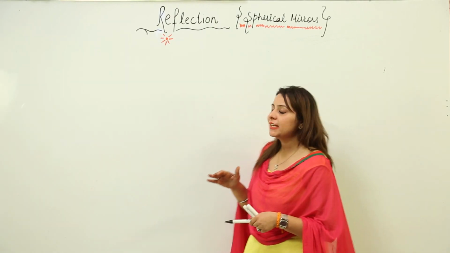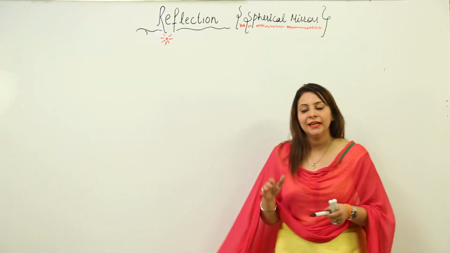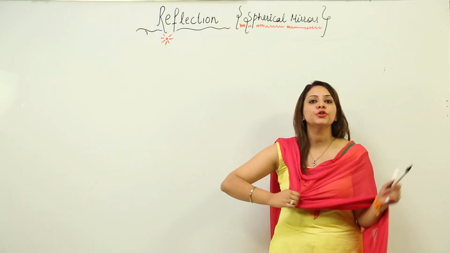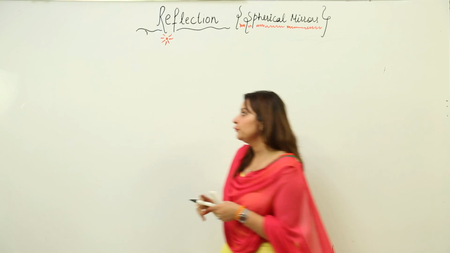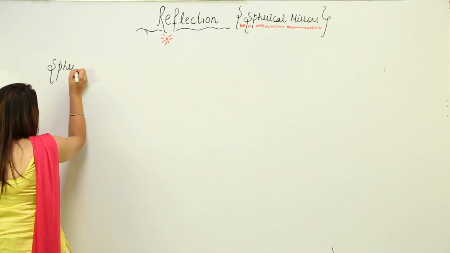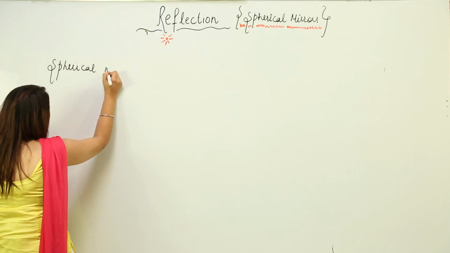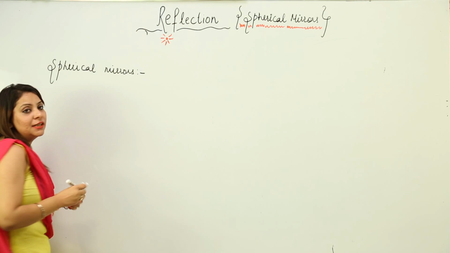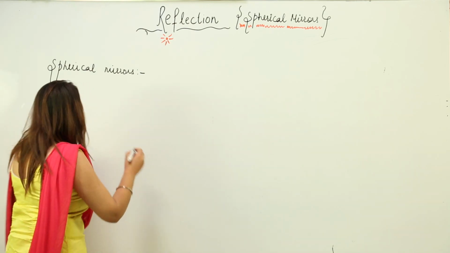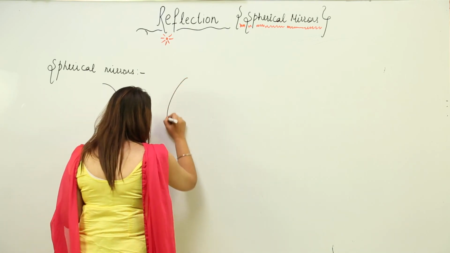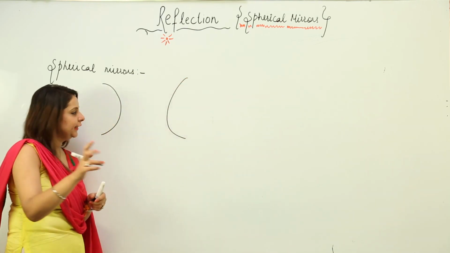Now we are going to start with another part of this reflection, as we did the reflection for plane mirrors. Now we are going to start with the reflection by spherical mirrors. So the first thing is, what are spherical mirrors? Spherical mirrors are those which have a curved surface. The surface can be curved like this, and the surface can be curved like this. So we come across two spherical mirrors.